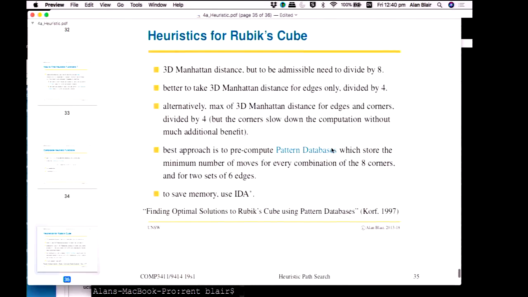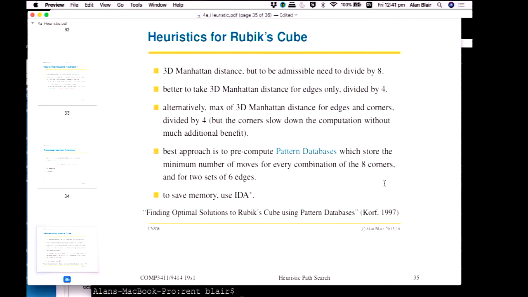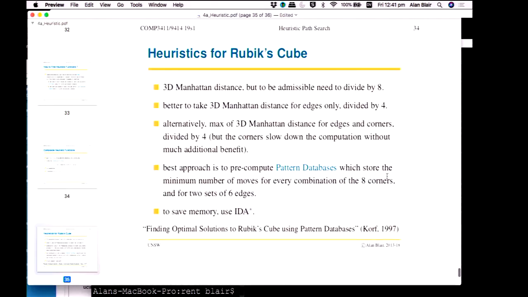So this constraint satisfaction guy called Korf first looked at this in the 1990s, and he said, okay, the 3D Manhattan distance, if you include edges and corners, you'd have to divide by 8 because 8 of them move at once, right? So if you just did it for the edges and divided by 4, that gives you a slightly better result. So I don't worry about the corners, I just worry about the edges.